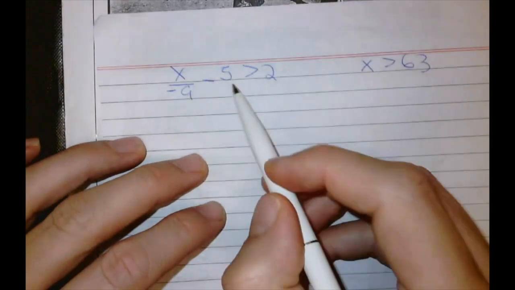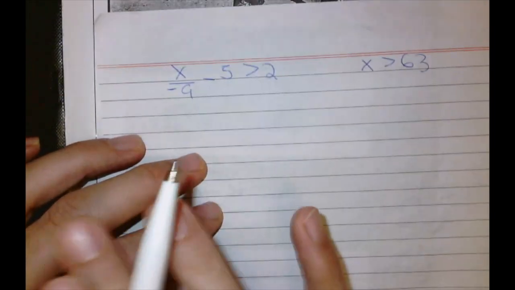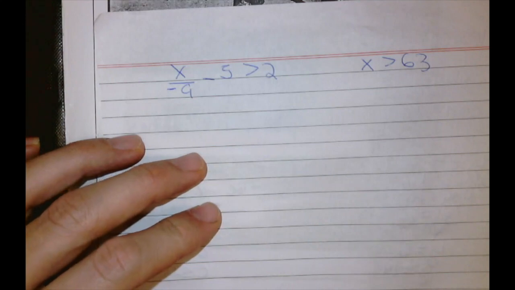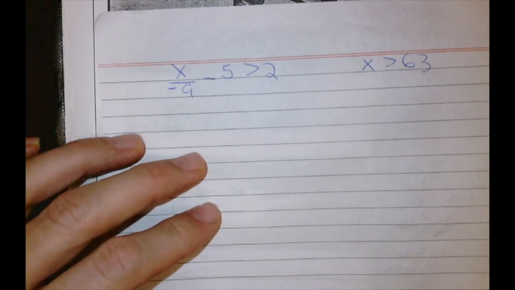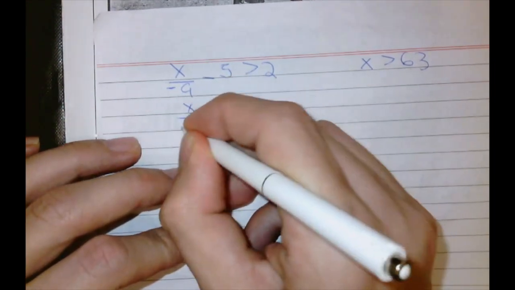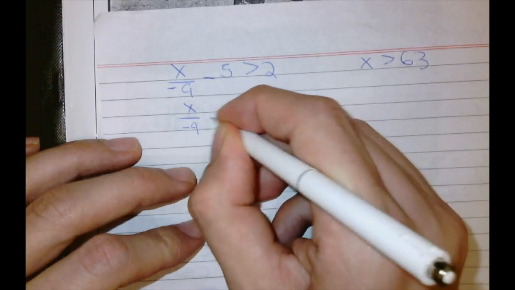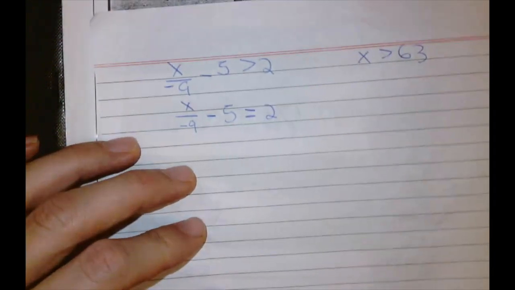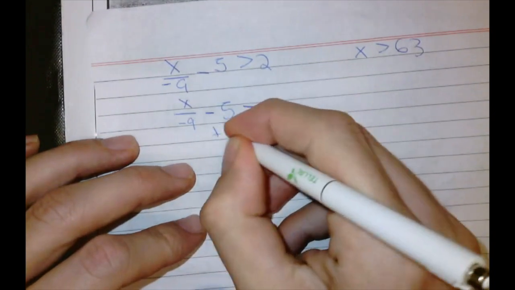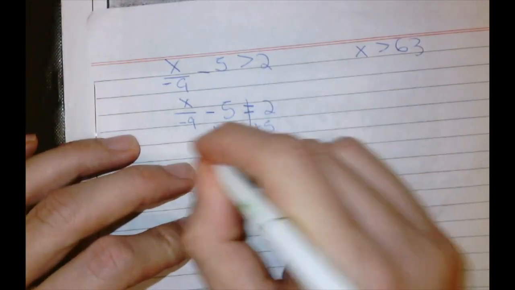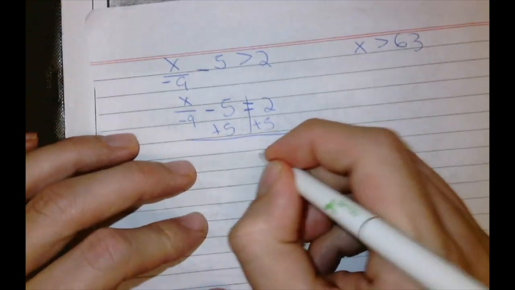Let's begin. Now when I solve these error questions, I like to just solve the questions and see the difference between what their answer was and mine. Okay, so I'm going to start off by turning my inequality sign into an equal sign. Since I'm subtracting 5, I'll add 5. If I add 5 on the left side, I'll add 5 on the right side. 2 plus 5 is 7.